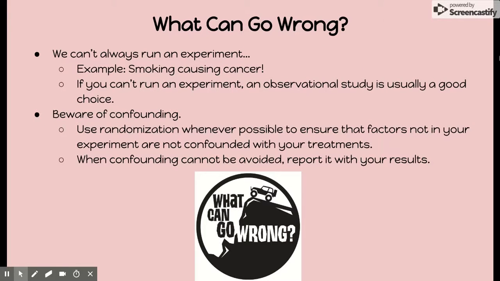This part is just talking about what can go wrong. When we can't run an experiment, it is a good idea to do an observational study instead. Another thing is to be aware of confounding variables. Make sure you use randomization whenever possible to ensure that factors not in your experiment are not confounded with your treatments. When confounding cannot be avoided, report it with your results. Just make a note that there are confounding variables and what those confounding variables are.